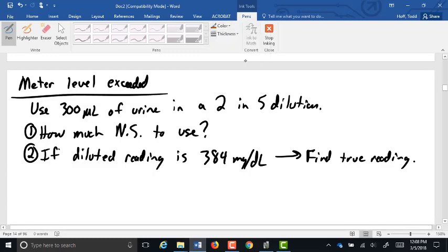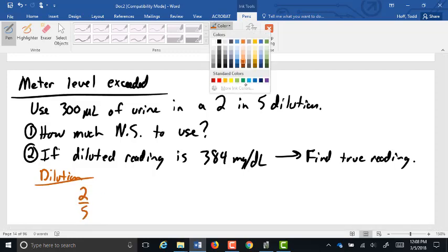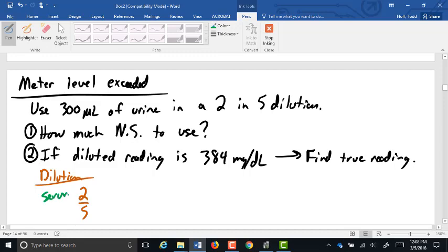So we're going to start out here. We need a 2 in 5 dilution. Once again, I'm going to label it. The 2 is the serum. The 5 is the total solution. We don't want the total solution. We want to know how much saline, how much NS we need to add to that urine. So I'm going to adjust that and give myself the ratio of serum or urine to saline. In that ratio, there's still only 2 parts of urine. There's 5 total parts. 5 minus 2 is only 3 parts of saline.